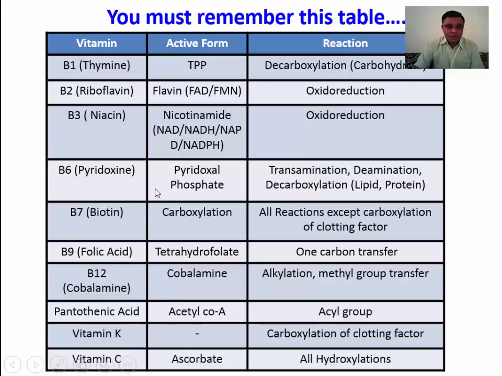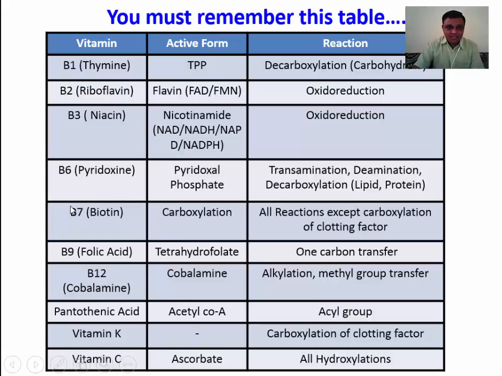B6 is very important. It acts in the pyridoxal phosphate form, and it is utilized in many reactions in the body, like transamination in protein metabolism, deamination in protein metabolism, and again decarboxylation in lipid and protein metabolism. So you must remember, when decarboxylation comes in carbohydrate metabolism, like pyruvate, the coenzyme will be thiamine, and when it's a matter of lipid and protein metabolism, decarboxylation requires pyridoxine. This vitamin is very important.